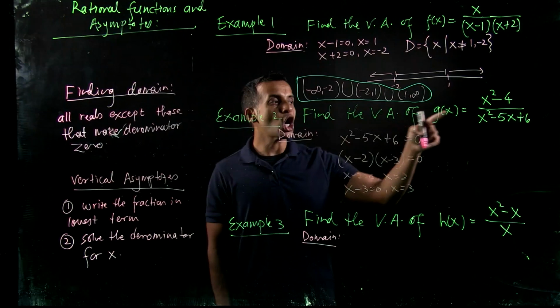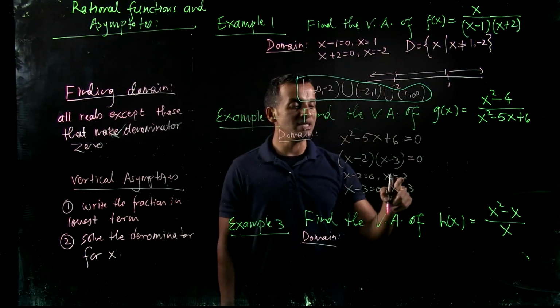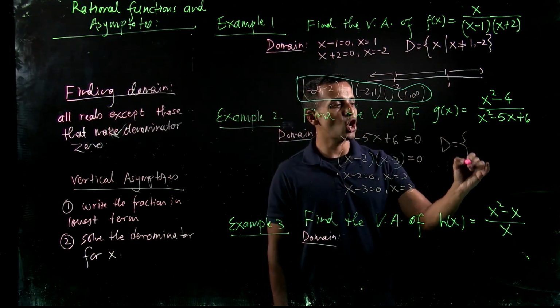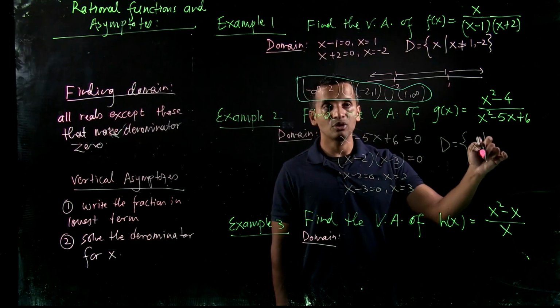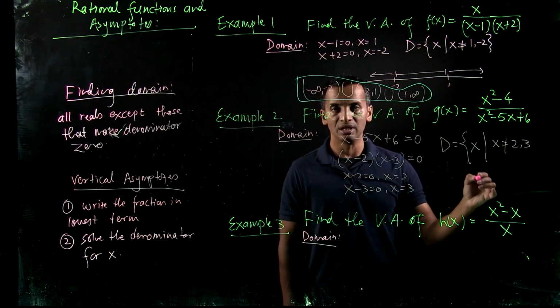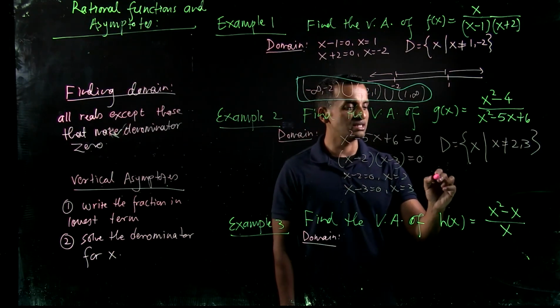So the domain is all the real numbers except those that make the denominator 0. But that means except 2 and 3, right? So how do you write the domain then? The domain is all x such that x is not equal to 2 and then 3, right? How do you write this using the brackets and parentheses then?